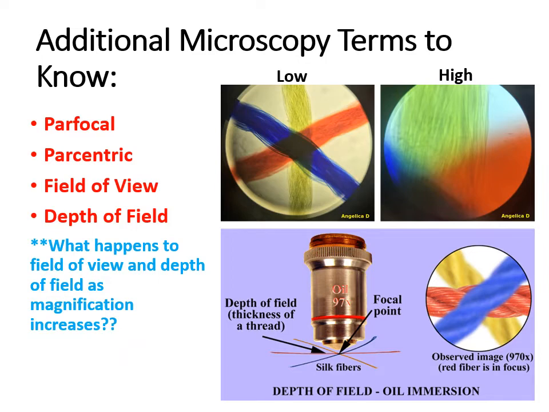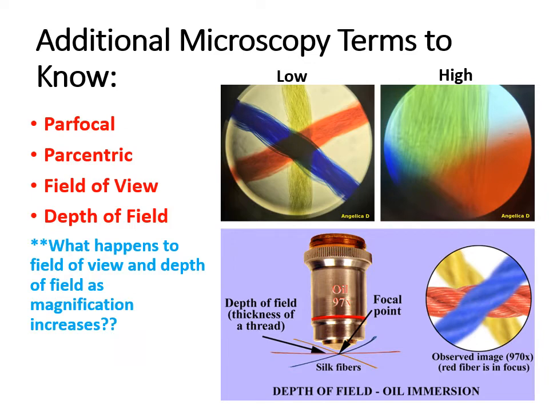Parcentric is a similar concept, except it's regarding the center of the image. So what that means is, if this spot here, let's say, is the center of your image at low magnification, then once you go to the highest magnification, even though the image will look different to you, this spot is still the center. Okay, so parcentric means that the center of the image at one magnification remains the center at all other magnifications.